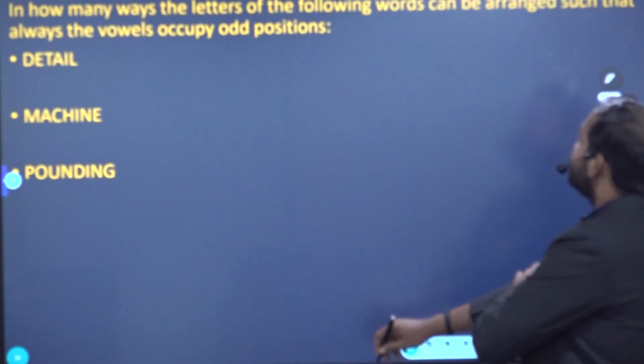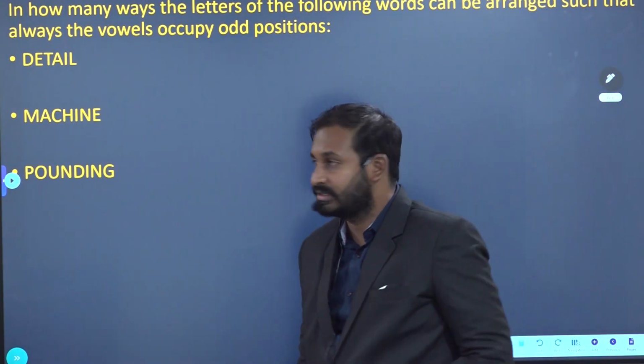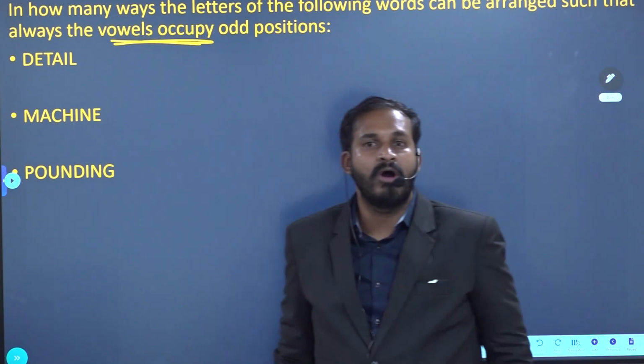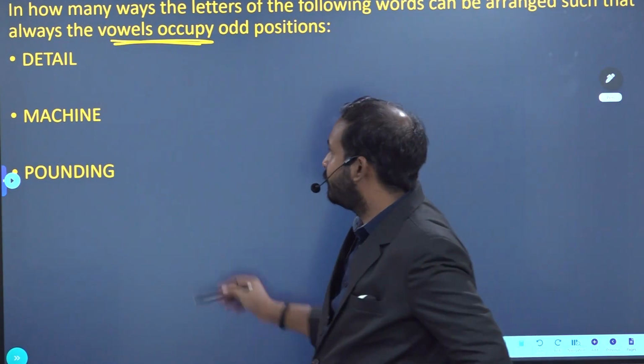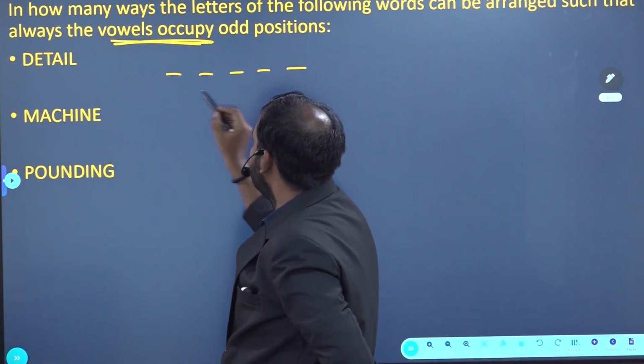In how many ways can the letters of the following words be arranged such that always the vowels occupy odd positions? Now what is the condition here? Vowels should occupy odd positions. So first of all, please see here in detail: 1, 2, 3, 4, 5.